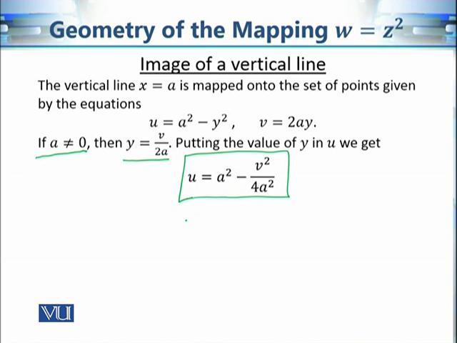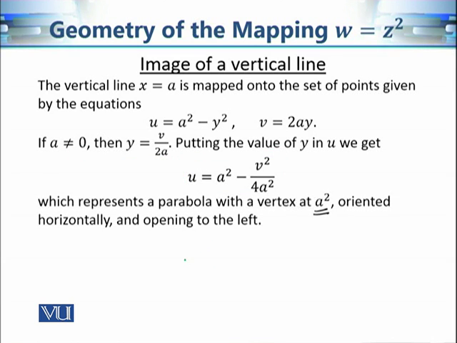Now using this value in u is equal to a square minus y square, we get this expression. Now this expression can be further written in the following way: u minus a square is equal to minus 1 over 4a square times v square. Now this is just a translation along u-axis of a parabola, a parabola with vertex a square and horizontally opening to the left. So it is oriented horizontally and opening to the left.